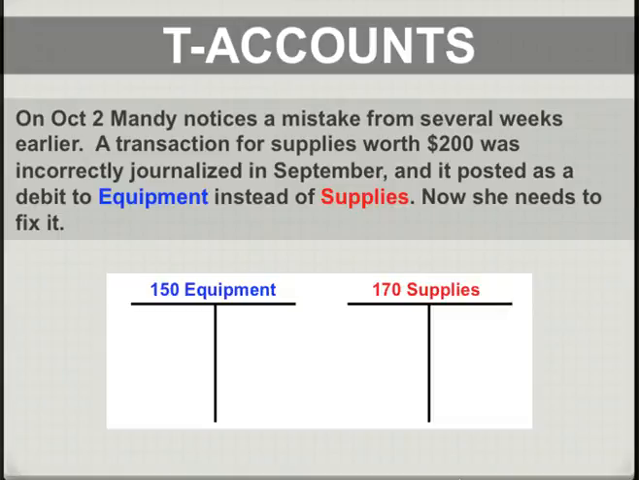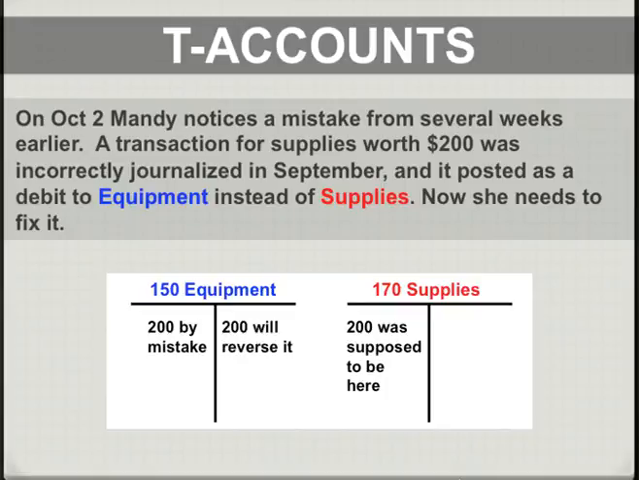Back in September, the equipment account was mistakenly debited for $200. The entry was supposed to be made in the supplies account. Unfortunately, we can't just erase the equipment entry and move it to the supplies account because the transaction has already posted. In order to fix the problem, we must reverse the mistake. We can reverse the mistaken $200 debit by applying a $200 credit.